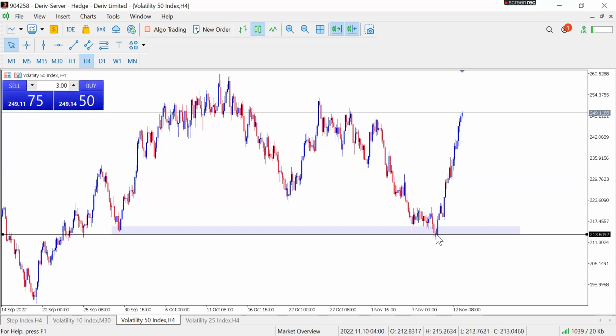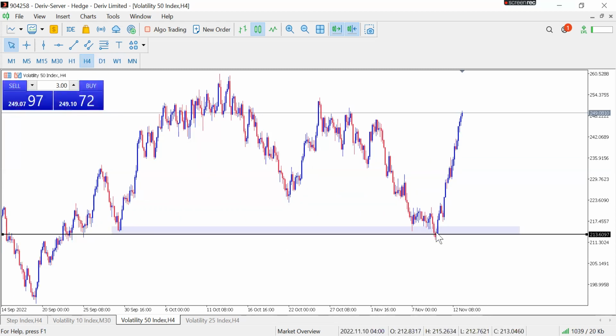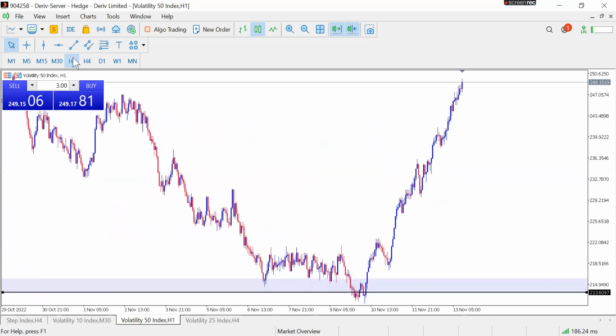Reason number one is that on the daily time frame, it's giving us the idea of a very strong demand zone. And on H4, there is this candlestick now. But it's not safe to buy. Let's go check what's happening this side.